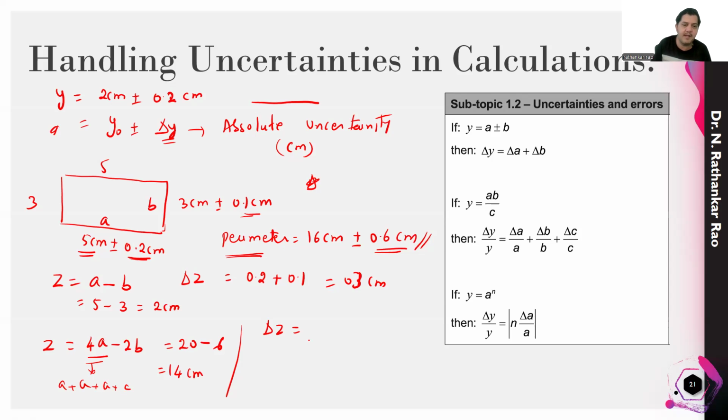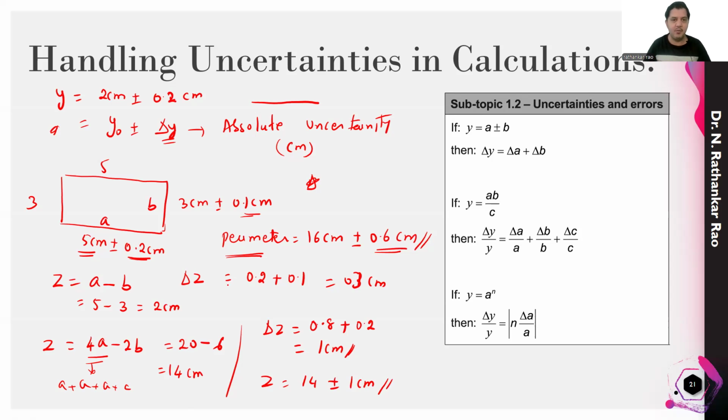which should be 0.8 here, plus, now what is the value of 2B here? You multiply this by 2, which should be 0.2 over here, and the answer should be 1 centimeter here, right? Thus, the value of Z can be written as 14 plus or minus 1 centimeter, right? This is the way how you need to write down the absolute uncertainty for these kinds of expressions. I hope it is clear. If not, do ask me. I can show you some more worksheets, some more examples to get it more clearly.